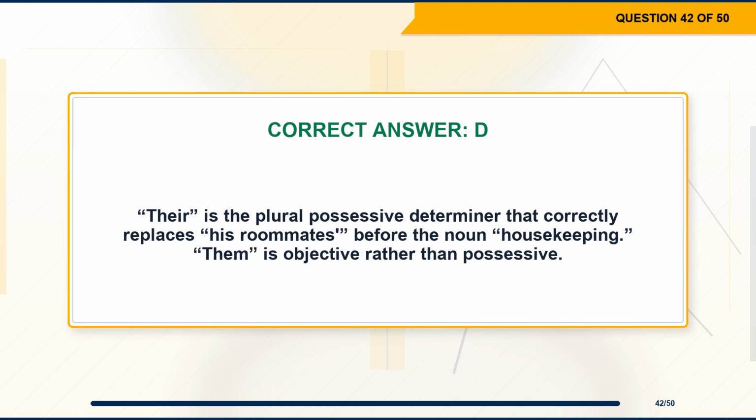Explanation. Their is the plural possessive determiner that correctly replaces his roommates before the noun housekeeping. Them is objective rather than possessive.